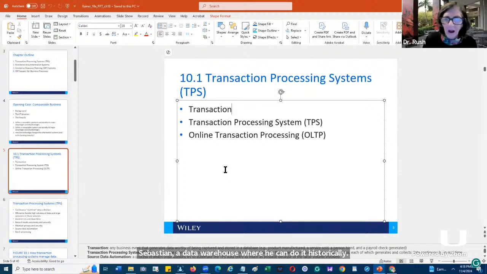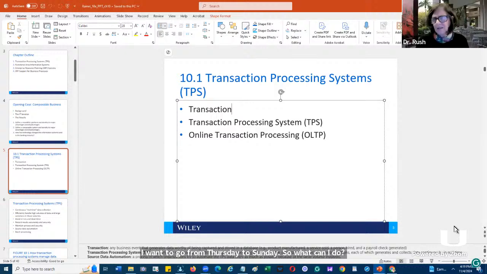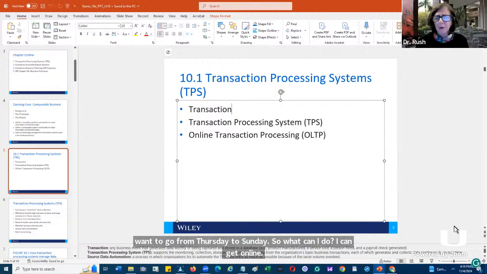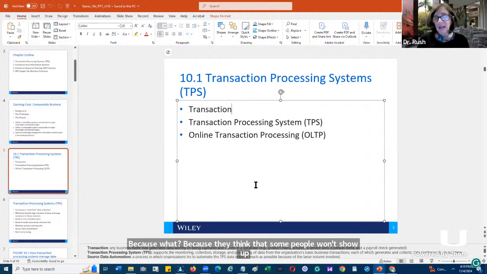I also have what I call an online transaction processing that not only is it online, but it happens immediately. So in this case, Elena, let's say that on Thursday, I want to go on a trip, from Thursday to Sunday. So what can I do? I can get online, I can purchase a ticket. I put in my credit card. I purchase that ticket. And that is called online transaction processing, that I get that seat, right? And sometimes they overbook, because they think that some people won't show up. But I would like to get that seat and I would like to go on that flight.